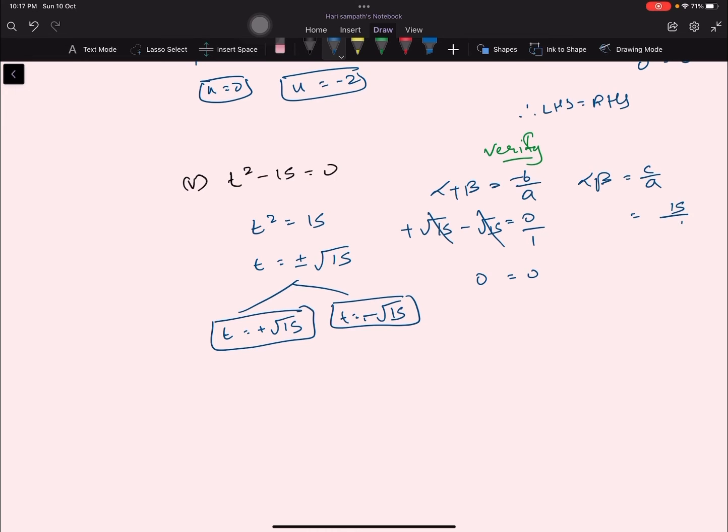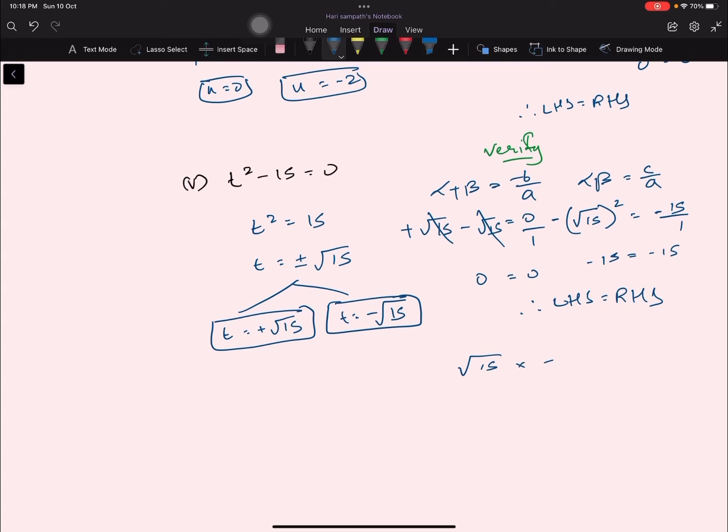c is minus 15, a is 1. This is root of 15 square and minus sign. You see this minus sign over here, right? This minus sign, we can take it out and divide. It will be 15, so it will become minus 15. Minus 15 is equal to minus 15. Therefore, LHS equals RHS.